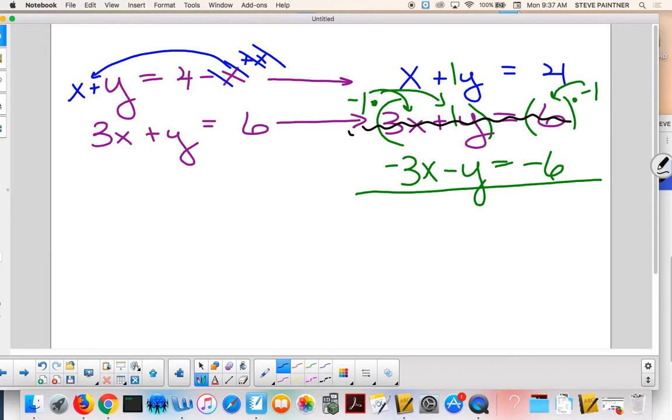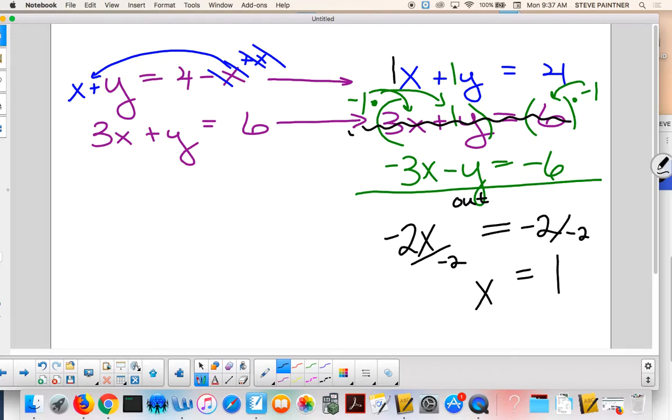All right. So you got a 1x and -3x makes -2x. The y's do what? They're out. The number 4, take away 6 is -2. Divide by what? -2. Yeah, -2, you get what? 1. The answer for x was 1, guys. 1, comma, something. Put the 1 back into anything you want.